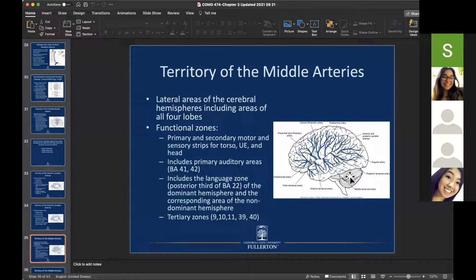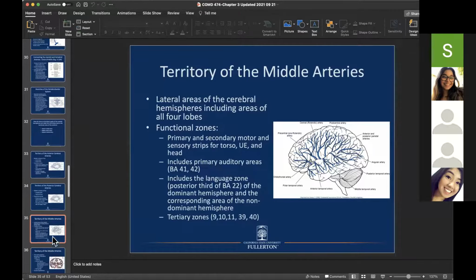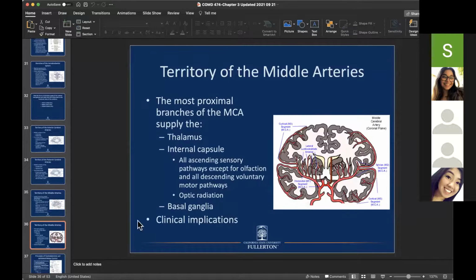Okay, so this is the middle cerebral artery, and two things I want to show. It supplies blood to basically the entire side of the cerebrum, including all the language areas. So anterior language area, posterior language area, Heschl's gyrus, the motor and sensory homunculus, but not for the entire body, just basically for the upper part of the body, not the lower extremities. And then the next screen I'm going to share is this one.